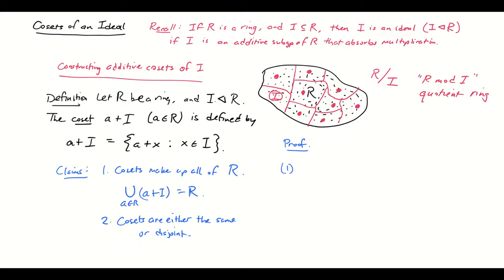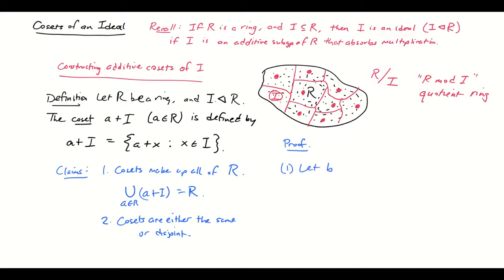All right, so this one I said would not be too hard. Here's the idea of the proof. If you want to show that every element of R is in one of these cosets, let's say you're thinking of an element B, and you want to show that B is in one of these cosets. Well, just take the coset B plus I. That will contain B.